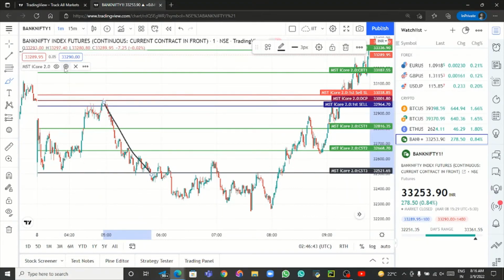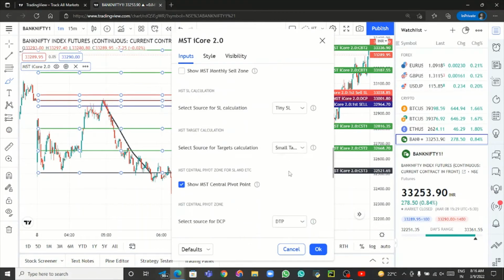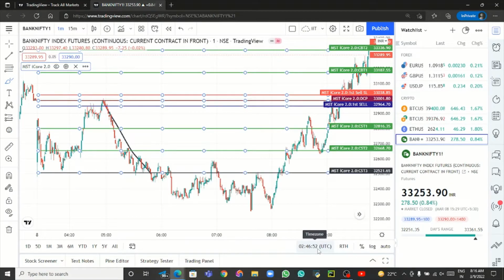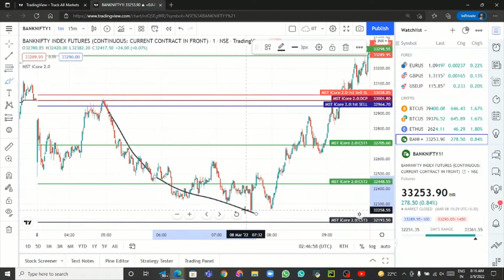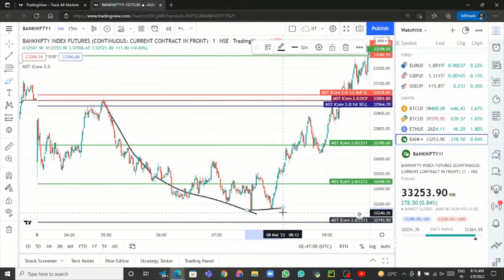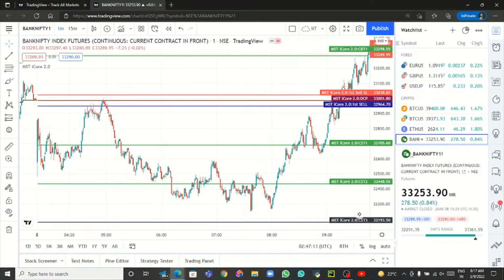If you want 1:3 ratio, come here and enable normal targets. So in 1:3 ratio, almost 3 targets achieved, right? But don't forget, you have to keep revising your stop loss after achieving each and every target. So that you have to follow. Then let me show you about crude oil.